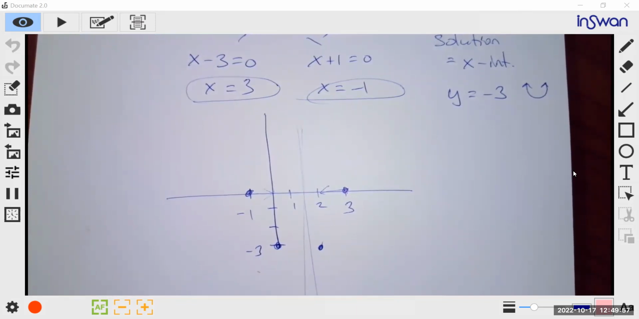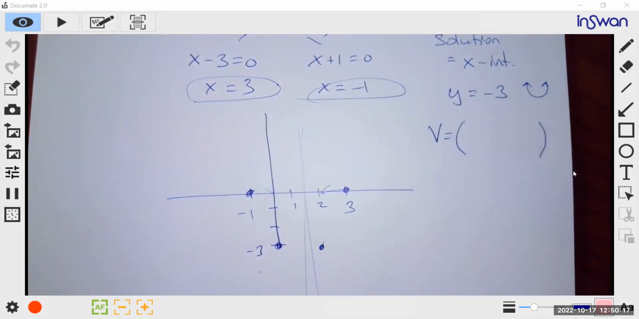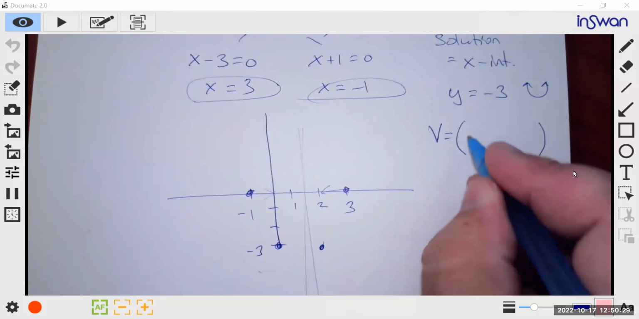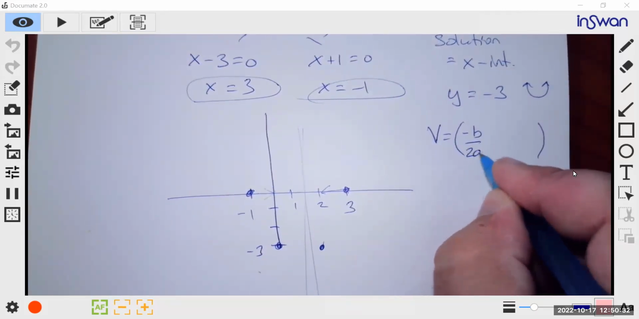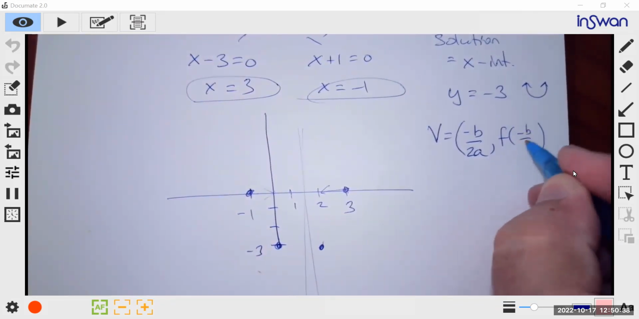How do we find the vertex? The vertex is a point. -3 is the y-intercept. What formula did we learn about the vertex last time? It's the first part of the quadratic formula: -b over 2a. And then whatever we get there, we plug it back into the equation to get the y value.